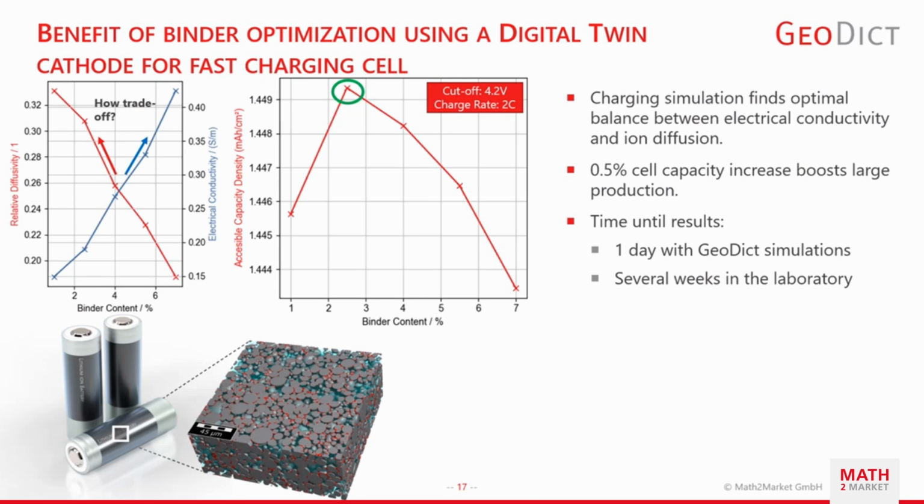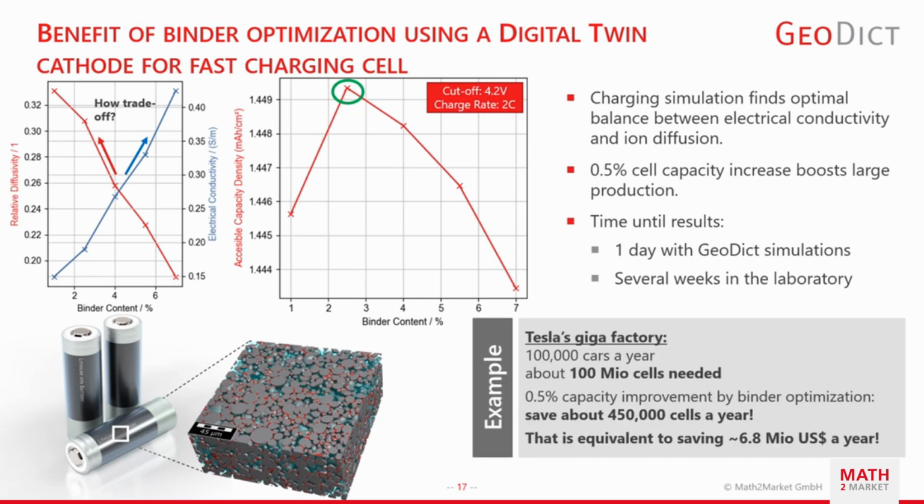And if you would do the same in a laboratory, then you would need several weeks to prepare all the different electrodes and then do the electrochemical experiments. So this can accelerate your development quite a lot. And in the end, you get 0.5% increase in the cell capacity compared to the initial value. And first you might think, okay, this is not so much.